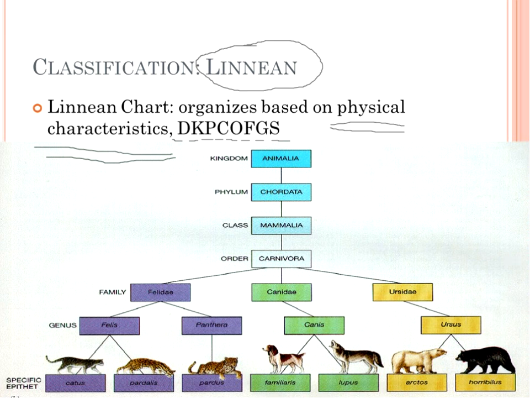All these animals on the bottom, the large cats and the dog and the wolf and the polar bear and the black bear, they're all of the same kingdom. They're all the same phylum. They're all the same class. They're all the same order. Family, though, is when they start to split up. Those seven animals are in three different families. Those seven animals are in four different genuses. And the species are their own specific species. So that's how the Linnaean taxonomy chart works. There's only six kingdoms in the entire world, but there are millions of species that you see on the bottom.